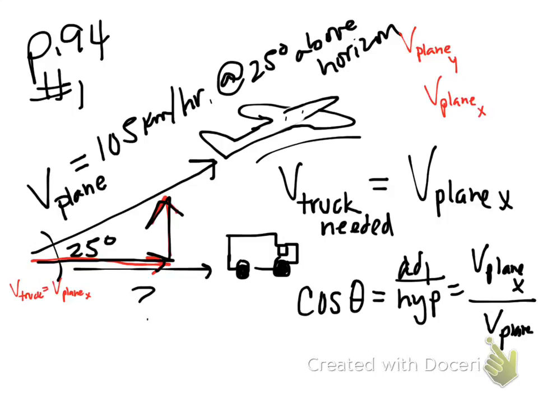So we know that the speed the truck needs is the velocity of the plane on the x. We know that the cosine of theta is equal to adjacent over hypotenuse. And in this case, the adjacent is the velocity of the plane on the x over the velocity of the plane. You good with that at this point? Okay. Then I'll pause it right there.